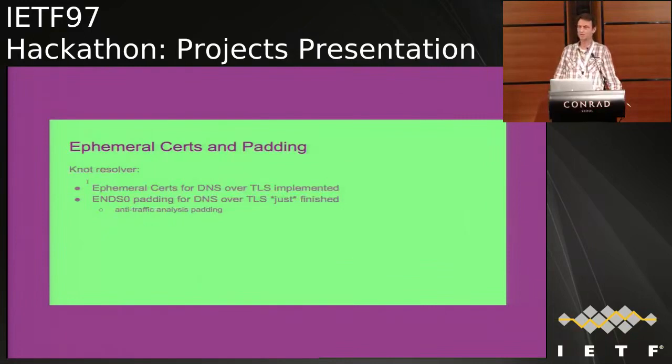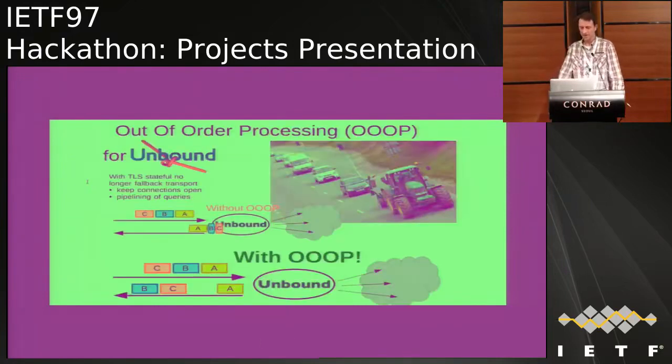Ephemeral certs and padding in Knot Resolver, done. Now DNS over TLS can be set up with Knot Resolver, and the EDNS0 padding to leak as little information as possible. Okay? So that no information can be inferred from the size of your answers, for example. So it's the kind of activities we've done.